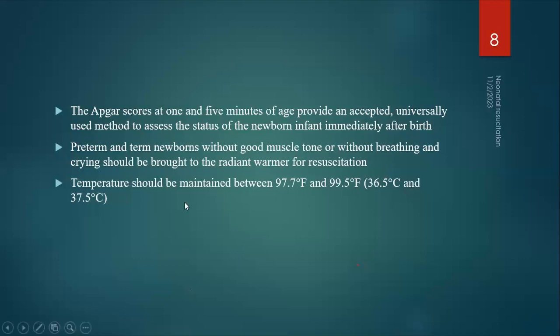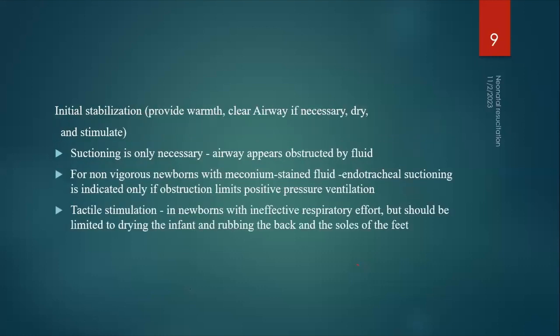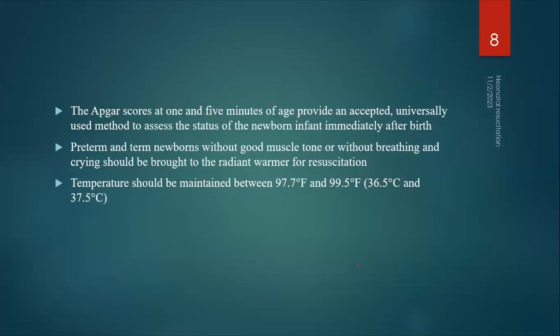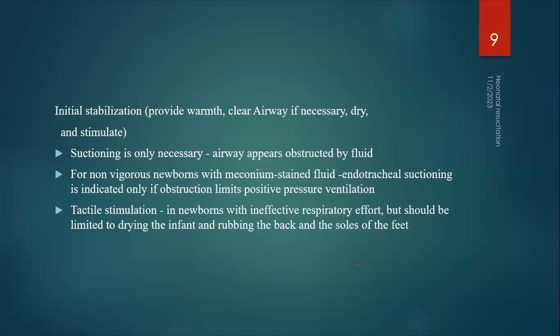And once the child is tested for these parameters, we should make sure the environment is maintained at an appropriate temperature from 36.5 to 37.5 degrees Celsius. So after we assess the child, if the child is not breathing well, has poor muscle tone, or is not crying, we'll continue to the initial stabilization phase. In the initial stabilization phase, we'll provide warmth, first environmental warming, then radiant warmth, then we'll clear the airway and try to stimulate the child.